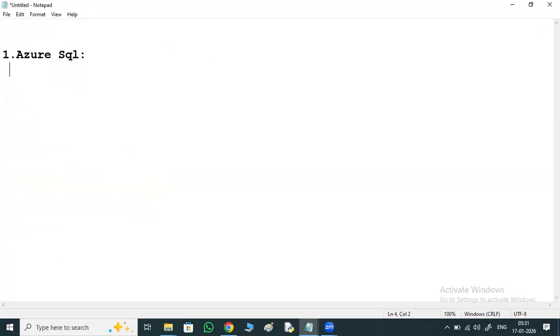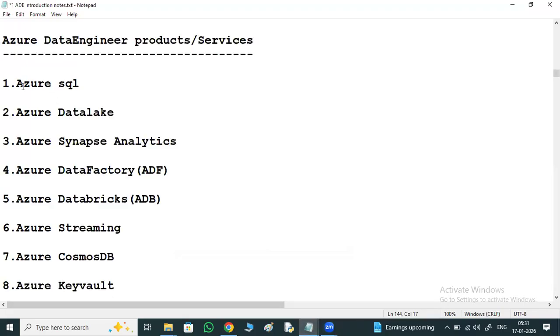Azure SQL. If I talk about Azure SQL, it is a cloud RDBMS, in a simple manner. Azure SQL is a cloud RDBMS. Azure Data Lake is a distributed file system. Azure Synapse is a data warehouse environment. Azure Data Factory is a cloud-based ETL. Azure Databricks is an Apache Spark-based data analytics platform.